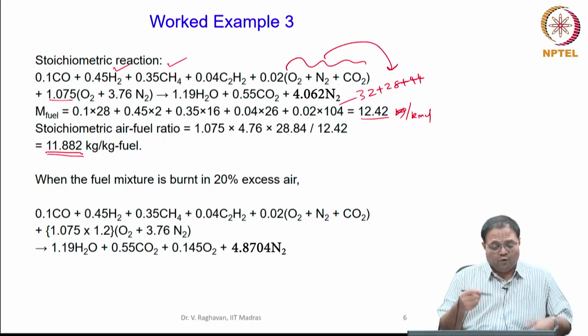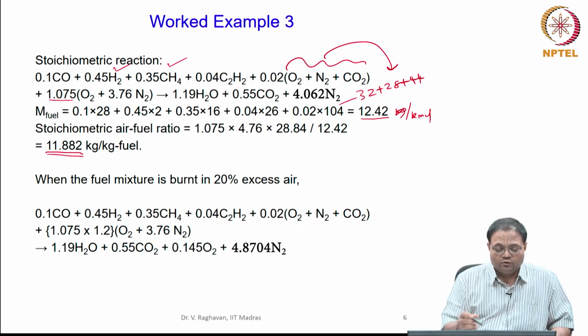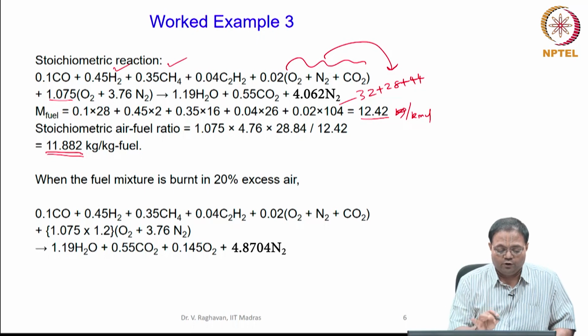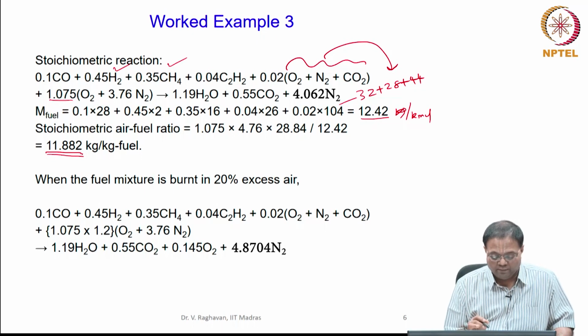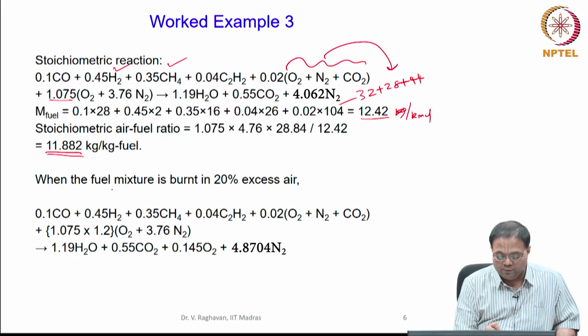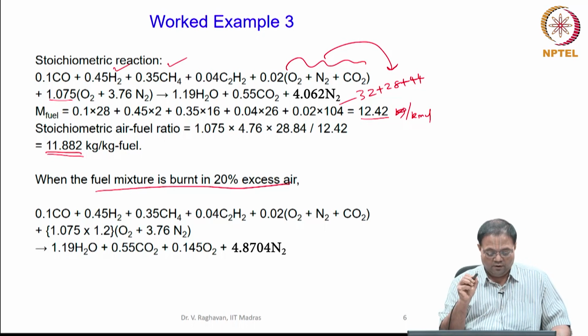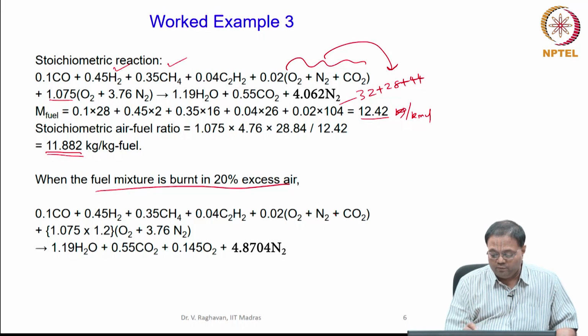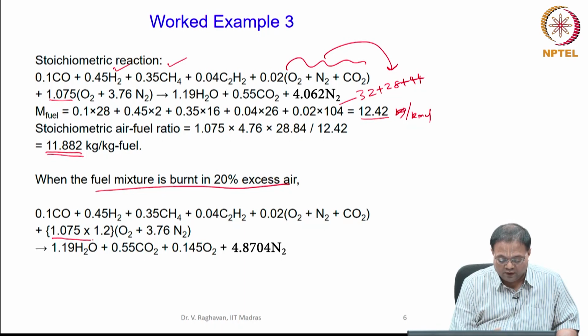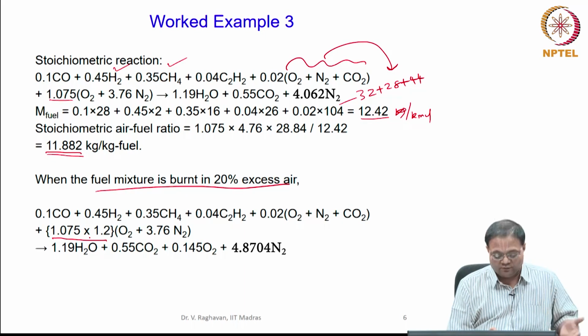Okay. Now, this is the stoichiometric air-fuel ratio, that is the first one we have to determine. The second one is when the fuel mixture is burnt in 20% excess air. So how will you do that? The same fuel mixture plus 1.075 times 1.2, so 20% excess air.